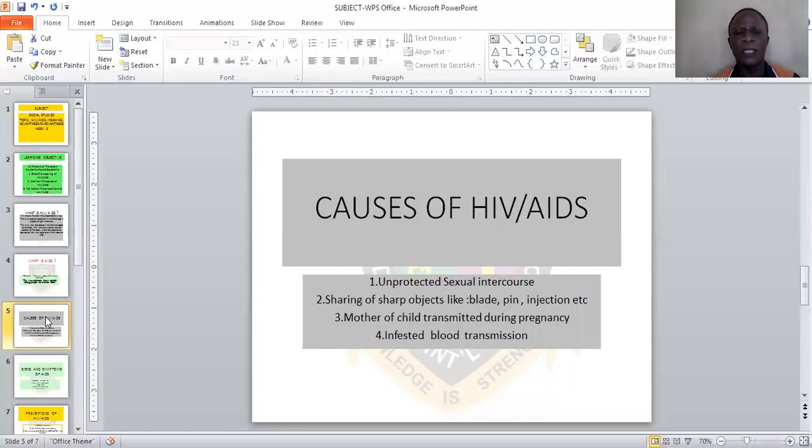That is one of the points. Mother to child, transmitted during pregnancy. Four, infected blood transmission. In the hospital, you say that you need to take blood. But the expert doctors might know the kind of blood to be given to the patient. If the blood is contaminated with HIV, the person that takes it will be infected as well. Infected blood transmission.